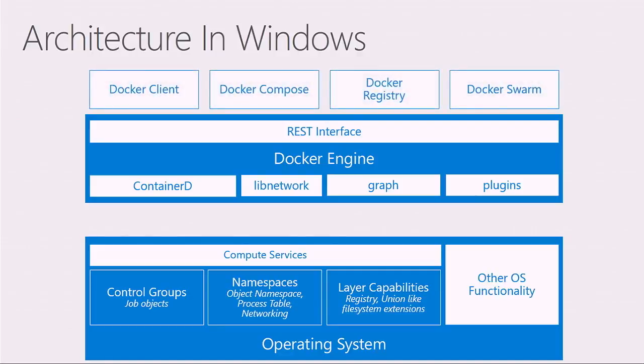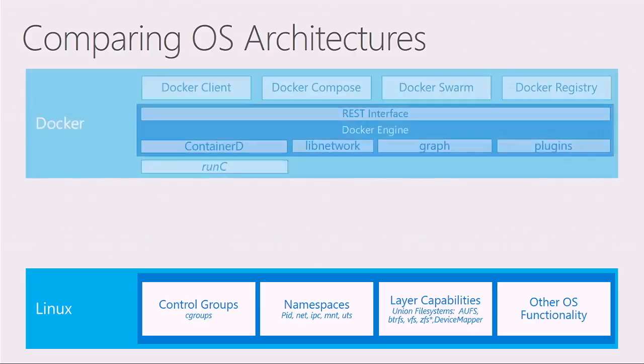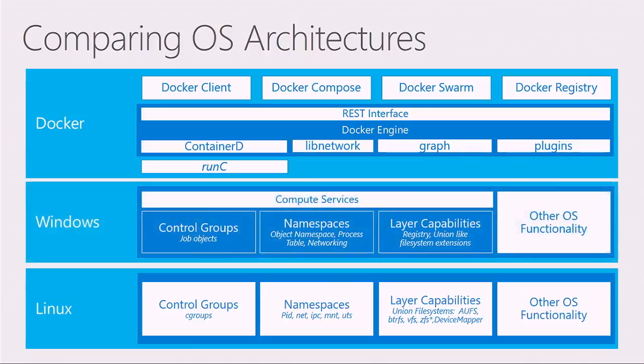Same Docker client, same compose, same registry, same swarm, all of those things work exactly the same. They're just cross-compiled for Windows now. And then as we work on RHCE, we'll have a RHCE implementation as well. So if we compare these, we'll start with Linux at the bottom, right? We talked about control groups, namespaces, layers. And we talked about Docker on the top, so we've got the client, compose, swarm, registry, the REST interface, containerd, libnetwork, graph, plugins. And then we've got Windows, right?